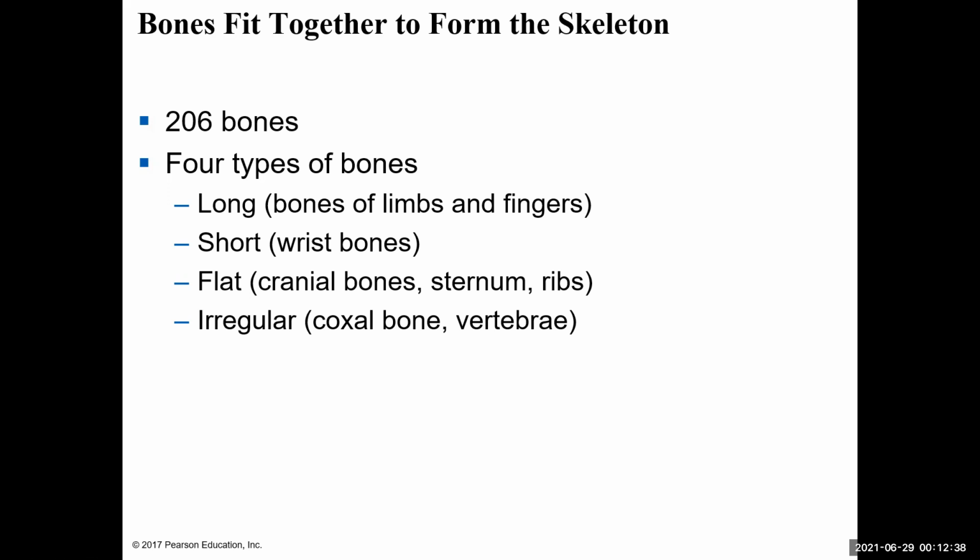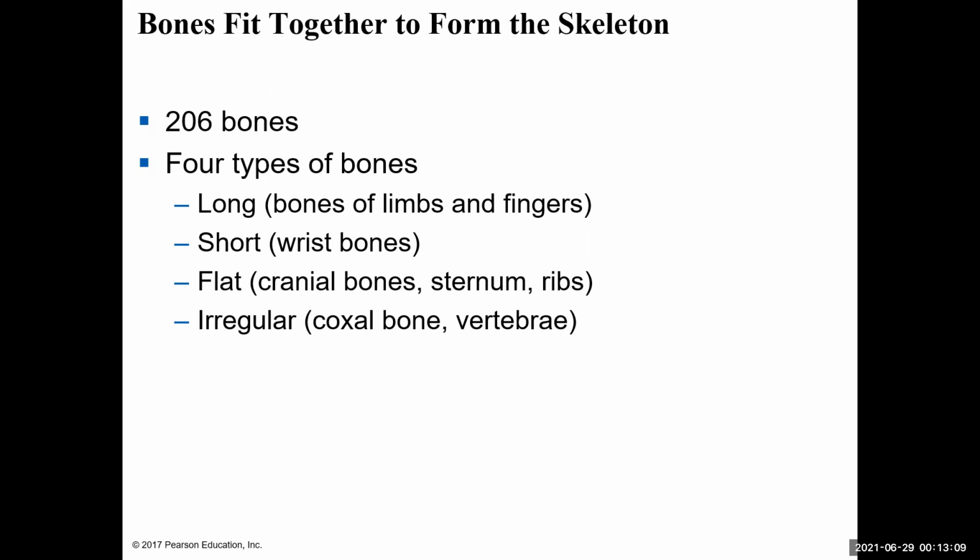Okay. All right. So the human body has 206 bones, and each of these bones can be one of four types. They can be long bones, short bones, flat bones, or irregular bones. An example of long bones would be like your limbs, so, for example, the tibia or the femur.